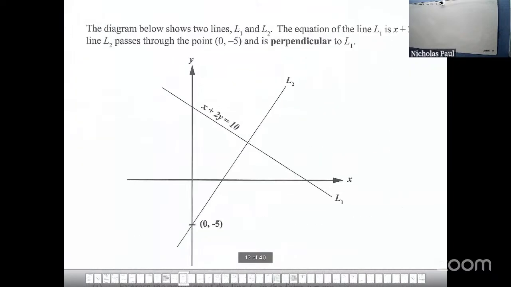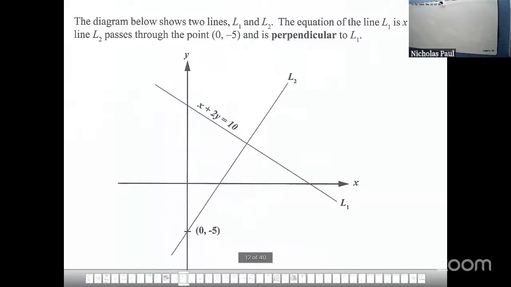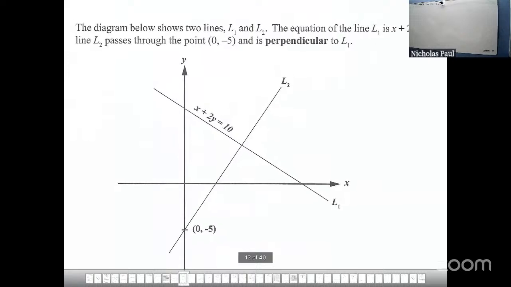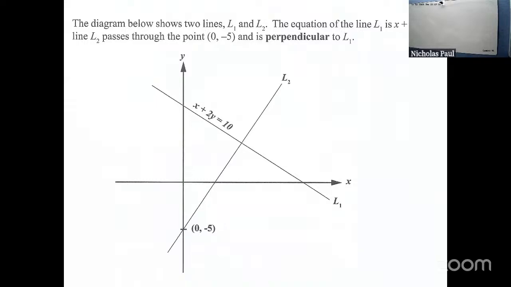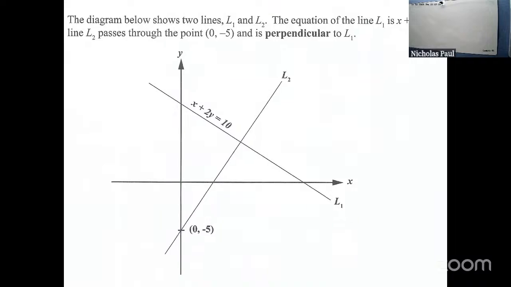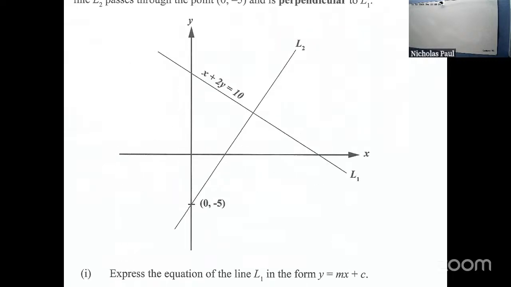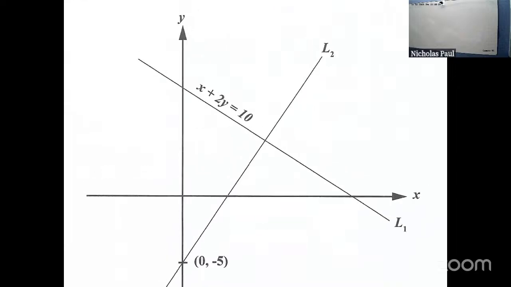Right. So here's what it gave you, right? The diagram below has 2 lines, L1 and L2. And they give you the equation of the line. What is said about L1 and L2? They are perpendicular. Okay? You're saying that L1 and L2 are perpendicular. Zooming in some more, right? So they want you to find L1 in the form y is mx plus c. So that's part 1.